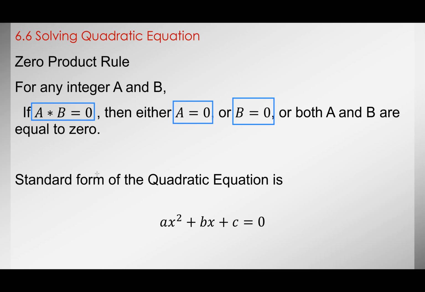So that's the most important thing you need to know: if you have two items multiplied together and it's equal to 0, then a has to be equal to 0 or b has to be equal to 0.